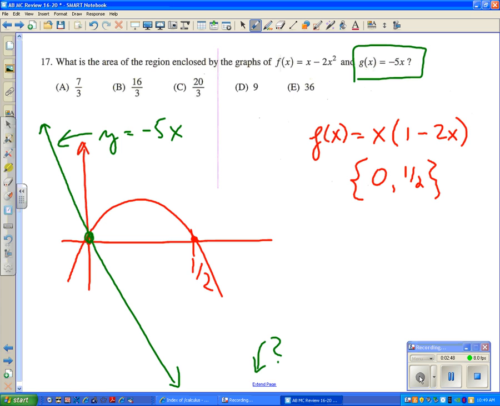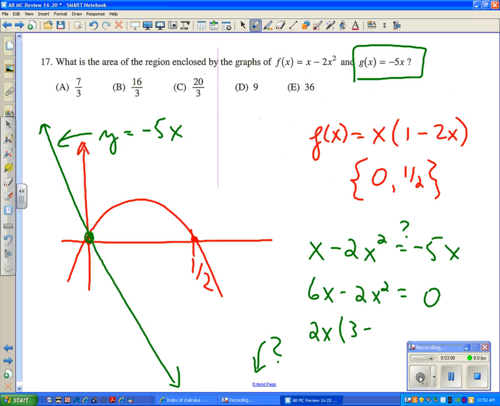That is to say, where does x minus 2x squared equal negative 5x? Well, if we bring the 5x over, we get 6x minus 2x squared equals 0. And if we factor out a 2x, we get 2x times 3 minus x equals 0. So at 0 and 3, we've got places where these two intersect.